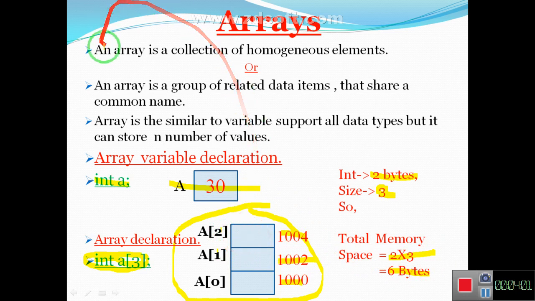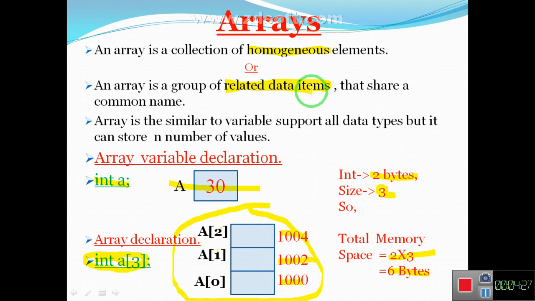Now we can see the definition. Array is a collection of homogeneous elements. Homogeneous means the same type of data. In another definition, an array is a group of related data items, maybe student marks, all in the same data type, that share a common name.